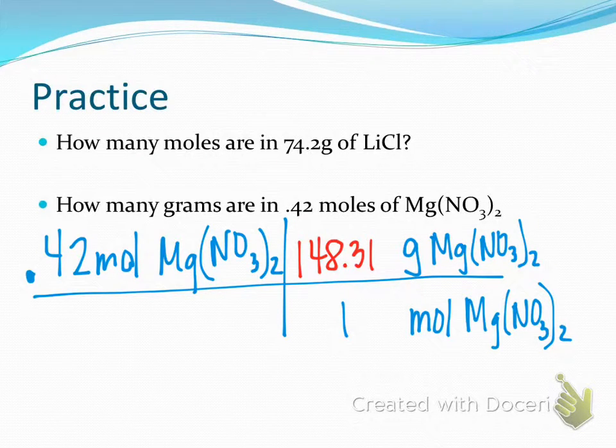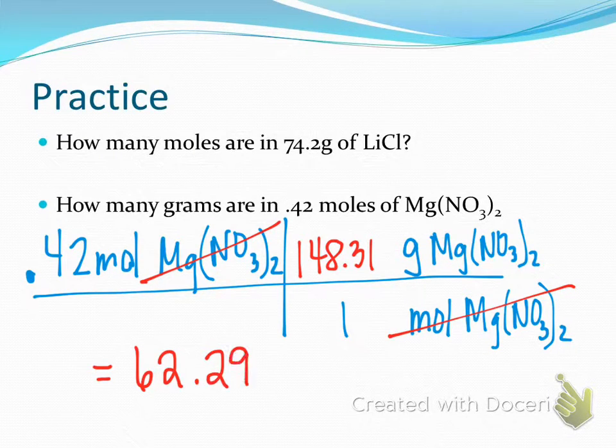Good. Now that we filled in our molar mass, we've canceled our mole units, and we're left with grams of magnesium nitrate. Is that what we want our answer to be in? Yes, good. So let's multiply across the whole top, divide by the whole bottom, which means we get 62.29 grams.